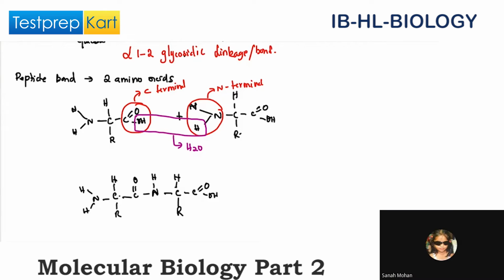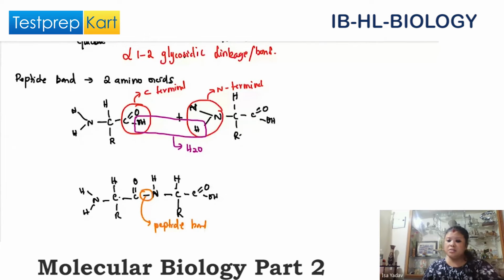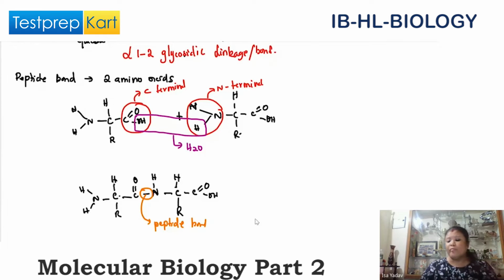So, we have a glycosidic bond. Okay, sorry, we'll have a peptide bond. So this here, this is the peptide bond. Clear, Sana? Understood? Yes. So this is how the bond formation takes place.